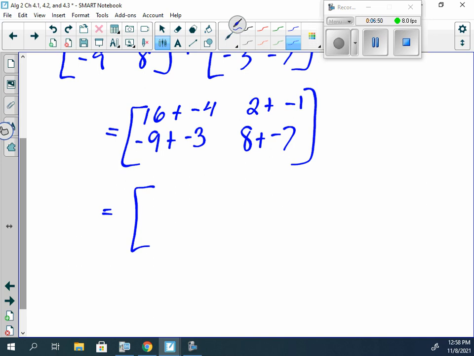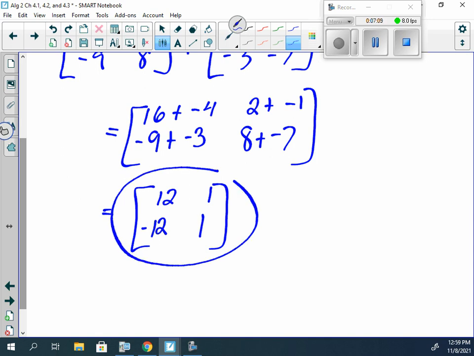Well, 6 plus -4 would be 2. 2 plus -1 is 1. -9 plus 3 would be, and 8 plus -7. And that's it. That's all we have to do for this here.